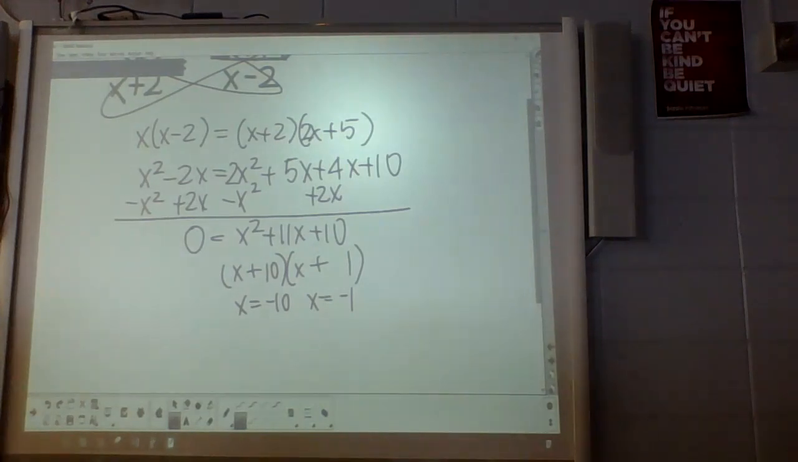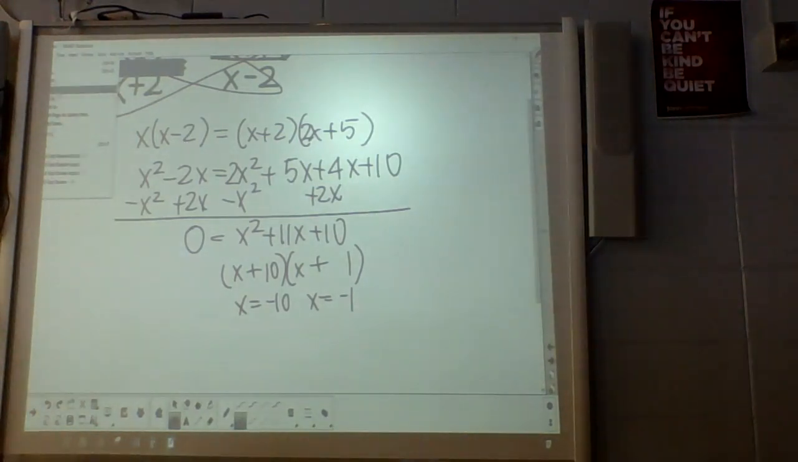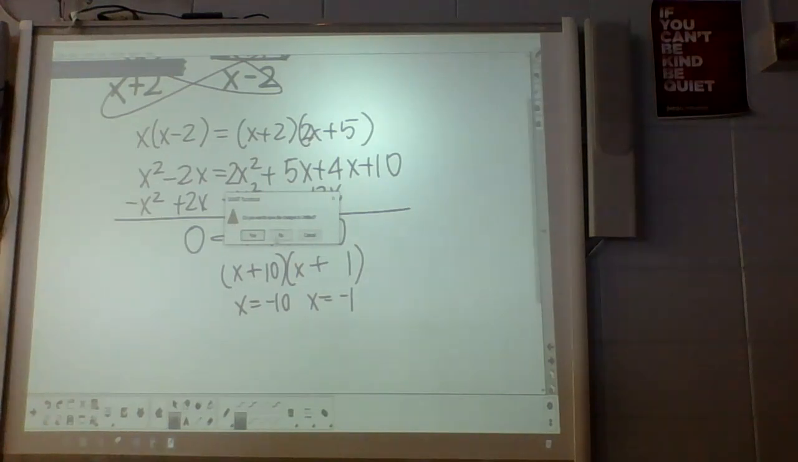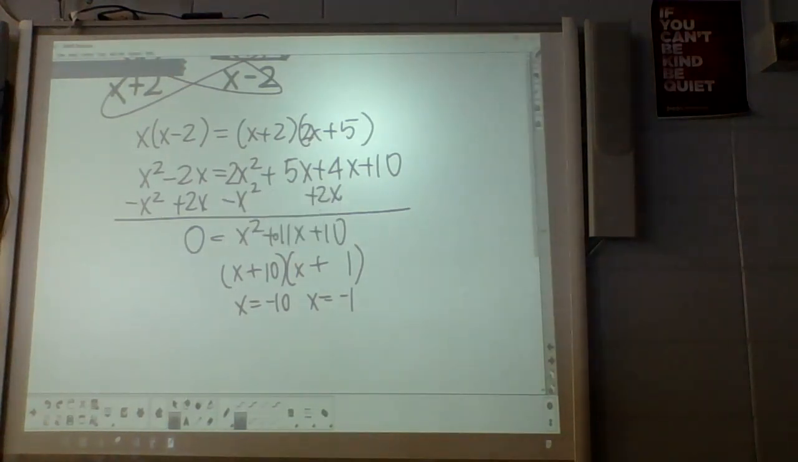It's all these little things. It's a pretty long problem. And now you should be ready to factor that new equation. 3 multiplied to the 10, add the 11.